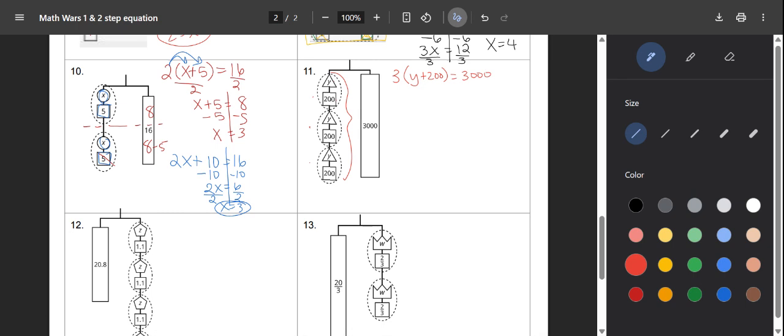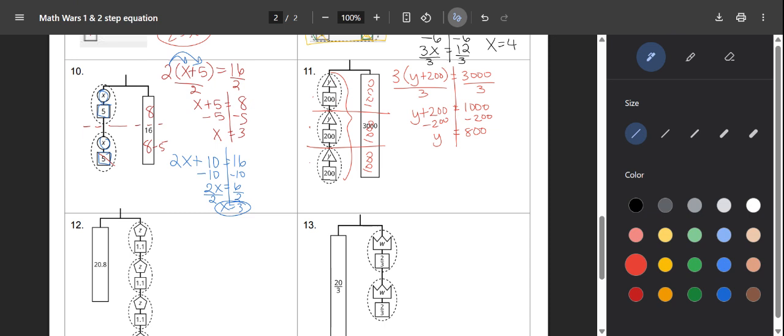So now let's find out what one group is equal to. If I take my 3,000 and I split it up 3 ways, each group is equal to 1,000. Divide by 3, divide by 3. One group of y plus 200 equals 1,000. So now it's a one-step equation. We're just going to do the opposite of adding 200. Y is equal to 800.